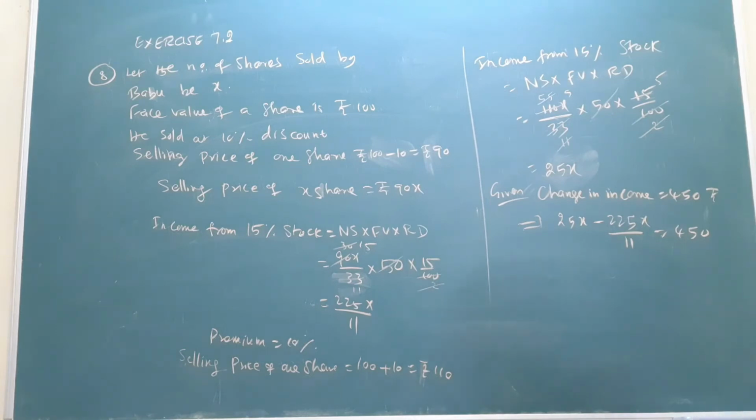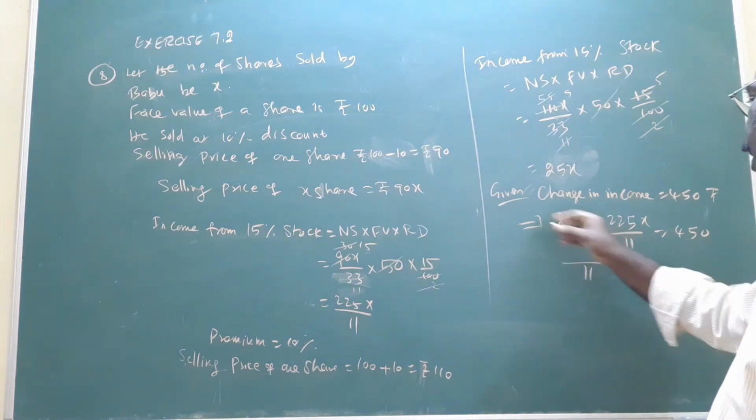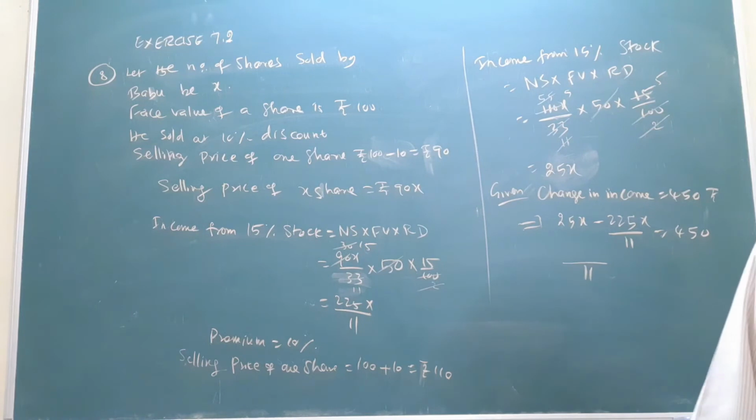Now, what is here? LCM? 11 is the LCM. Multiply 11 and 25. Am I right? 11 and 25 is what? 275.